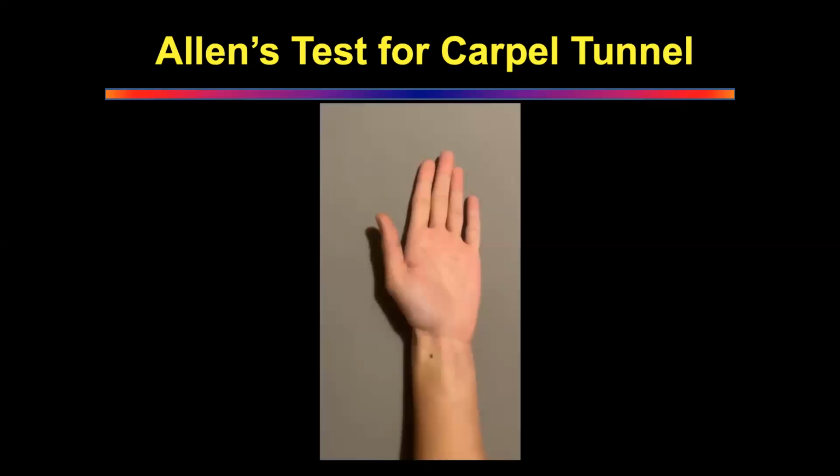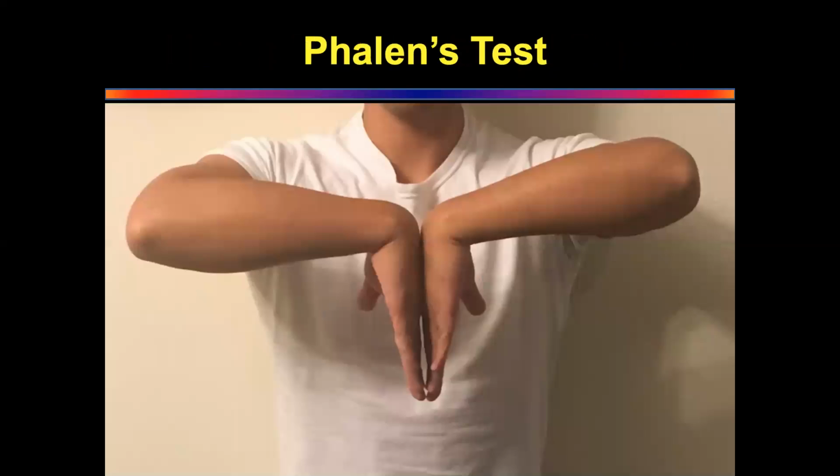Sir, put a paper in between the fingers, and loosening of the paper indicates there is a weakness of the muscles. Phalen's test.